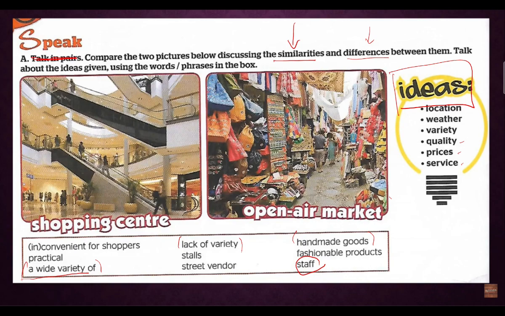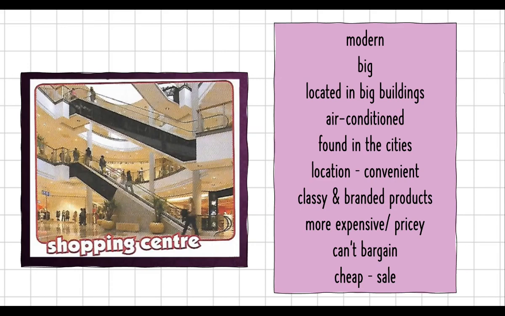However, in an open air market, the stalls are owned by street vendors. Okay, so street vendors, they are their own staff. They open up their stalls there and they themselves start selling. They don't have staff. Alright, so those are some of the ideas and vocabs that you can use later.